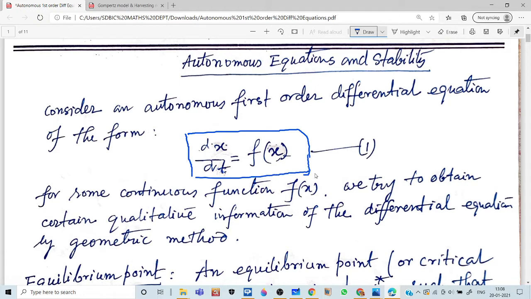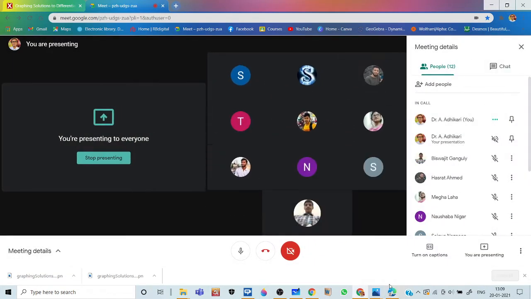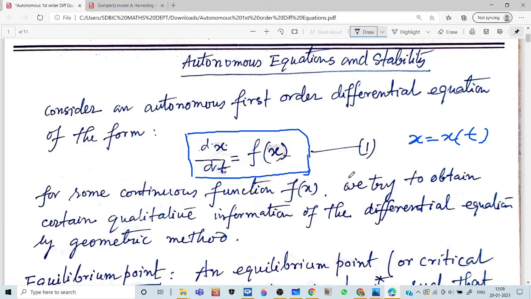Here f(x) is a function of t also, x is a function of t also. If in the right hand side t, the time, is present explicitly, then this system is called the non-autonomous system. And if in the right hand side t is absent, then it is autonomous system.